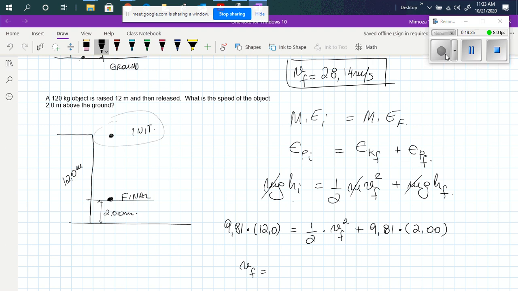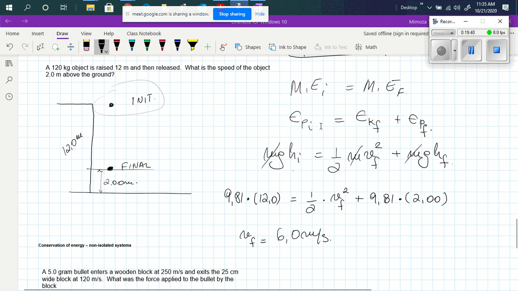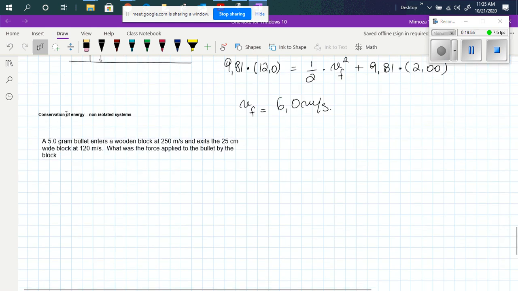In your calculator, the speed will be 6.0 meters per second. Okay, just so that you'll keep it in your record, check the answer for this because I'm getting a different number, 56.28 meters per second. Check your calculations. Probably there is a mistake or a typo.